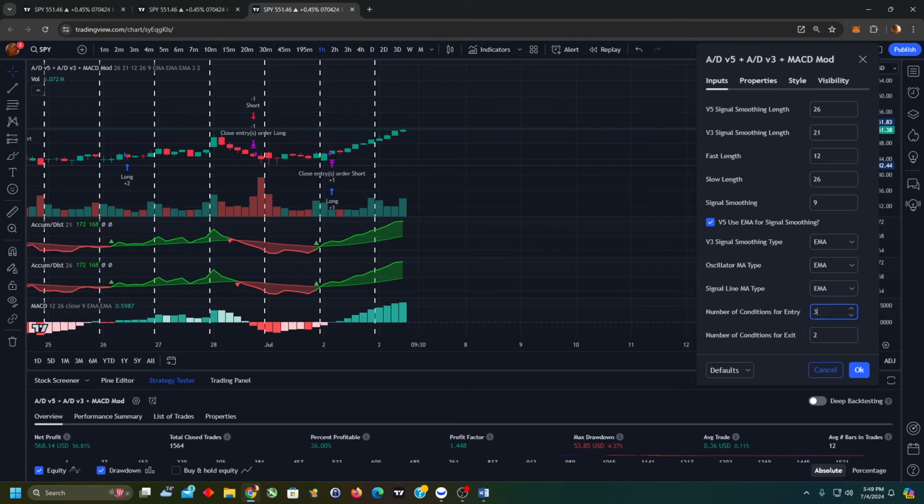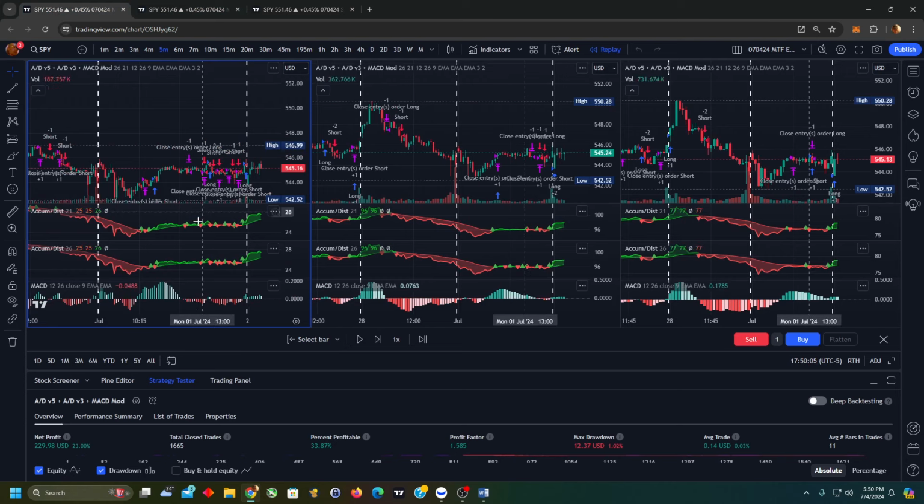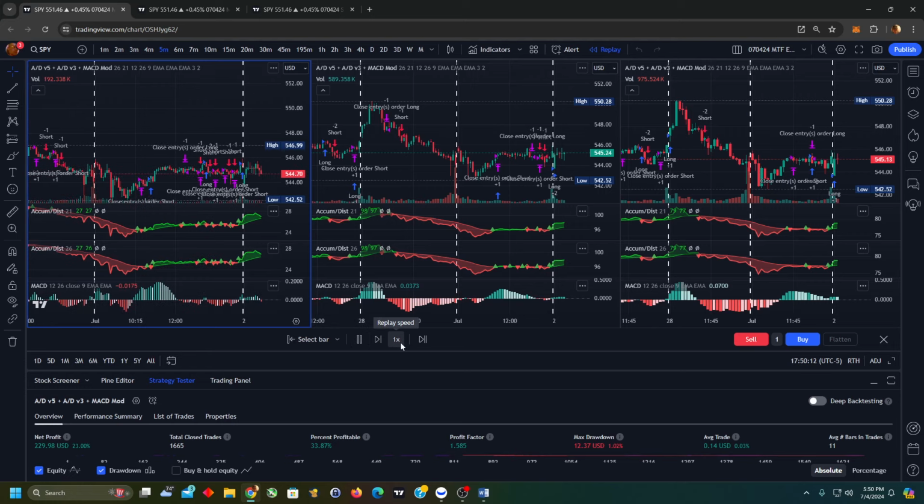It's looking for agreement between 3 of the conditions for entry into a position, long or short, and it's looking for 2 for an exit. So it exited, it's short here for a small loss, and it entered long there. And we can watch it play out on all of the different time frames.